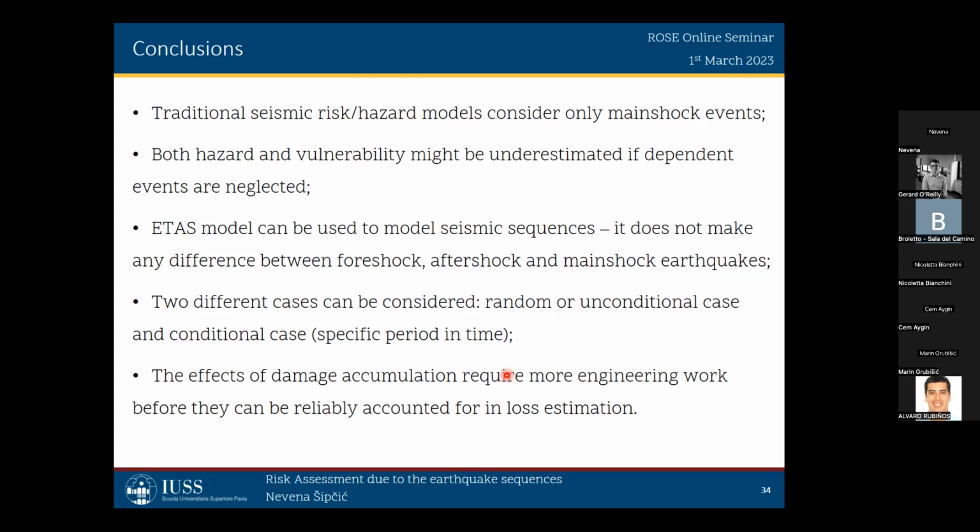And the effects of damage accumulation require more engineering work, and they require smarter choices when it comes to both the modeling and the choice of EDP.